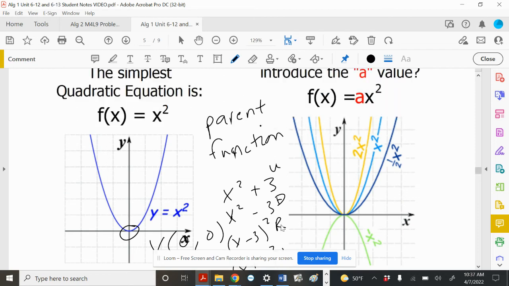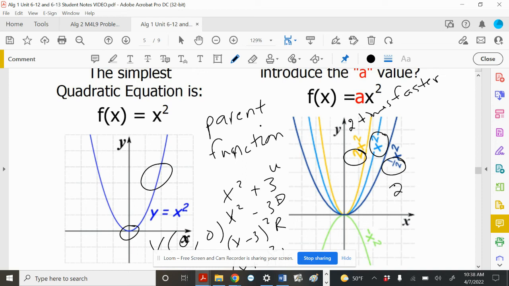And then what we're going to do now is we're going to introduce a number in front. So notice now we have 2x squared. What 2x squared means is, notice here is the x squared function, which is that parent function that we see here. And the 2 causes the parabola to squeeze in a little bit, so it starts going up faster. So this goes up twice as fast. The 1/2, notice it stretches it out more, so it goes up slower.